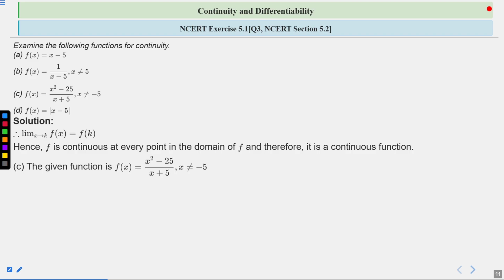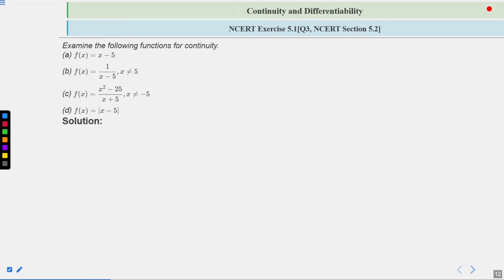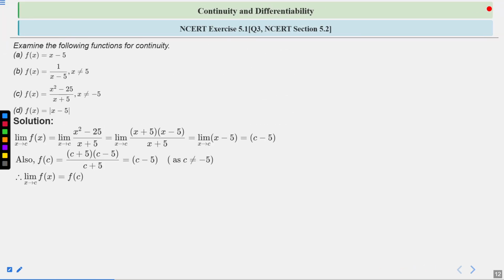Clear? Now let us discuss part C. f(x) is equal to (x² − 25)/(x + 5), where x is not equal to −5. For any real number c not equal to −5, we obtain limit as x approaches c of f(x) is equal to limit as x approaches c of (x² − 25)/(x + 5), which is equal to limit as x approaches c of (x + 5)(x − 5)/(x + 5).